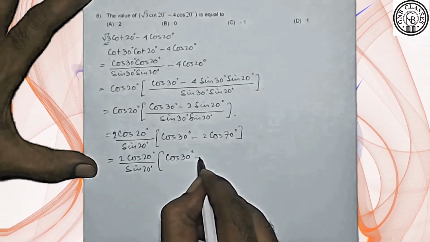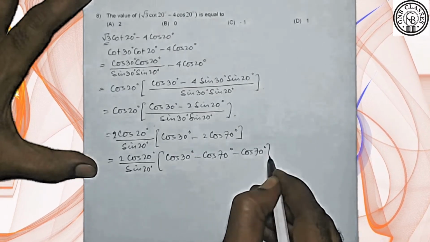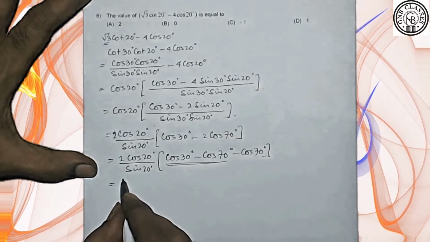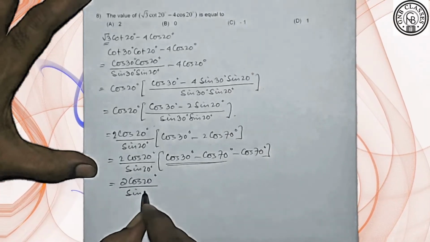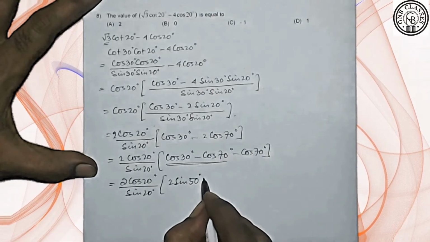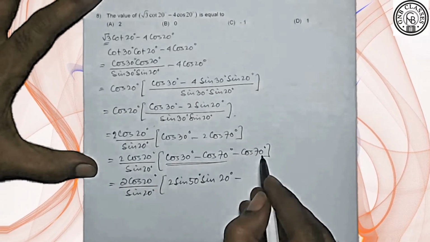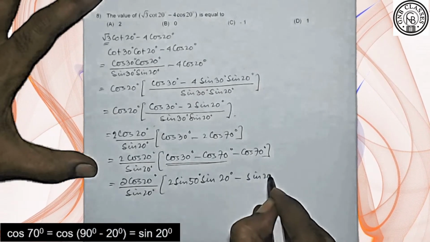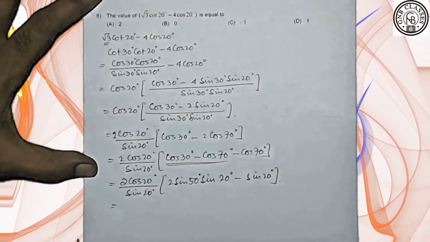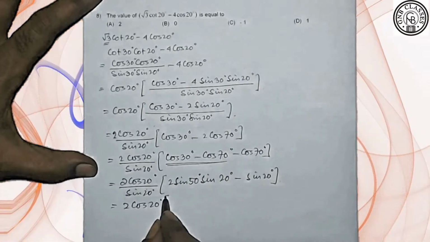So let me distribute like this. Now I am applying the formula of cos C minus cos D for this case. So we are having cos 70 degree can be replaced by sine 20 degree. Let me take sine 20 degree common. So that will get off with the denominator sine 20 degree. So we are left with 2 cos 20.